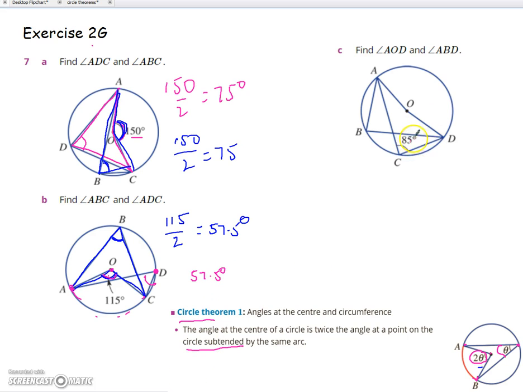Up here, if I know this is 85, using this rule in reverse, I know that that angle out there is 85 doubled, which is 170. So there's 170 because this one's 85. I can then use that to find this ABD. It's going to be half of 170, which, as I already know, is 85 from there.